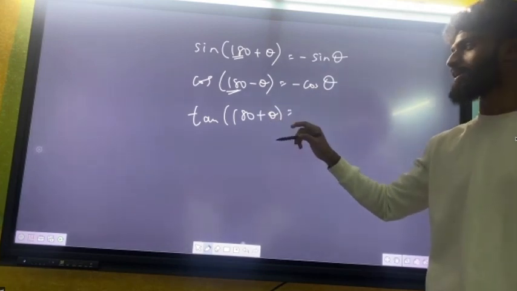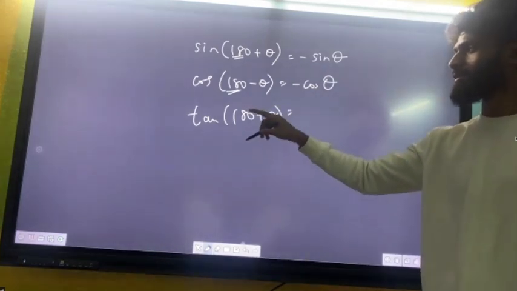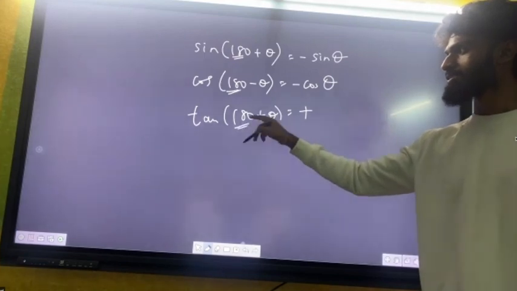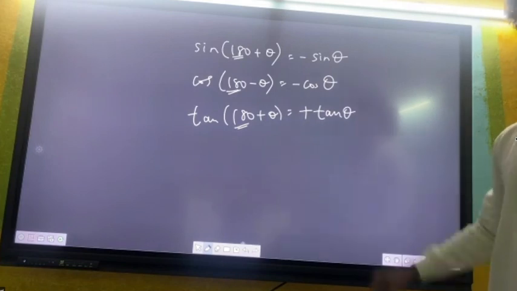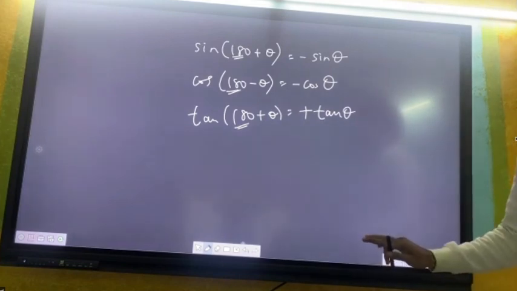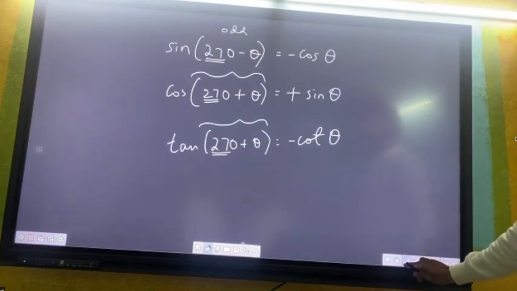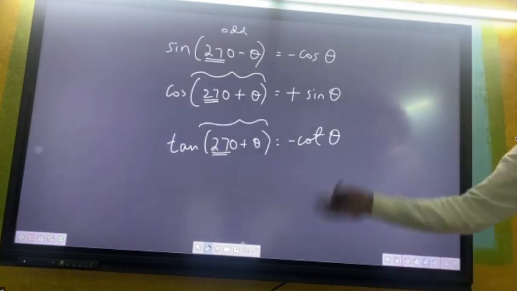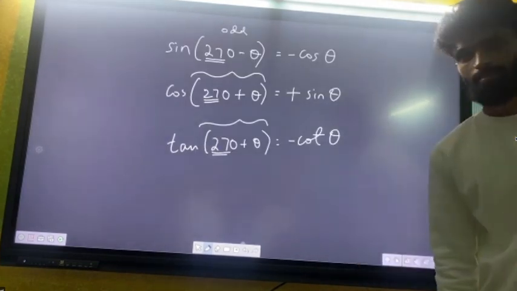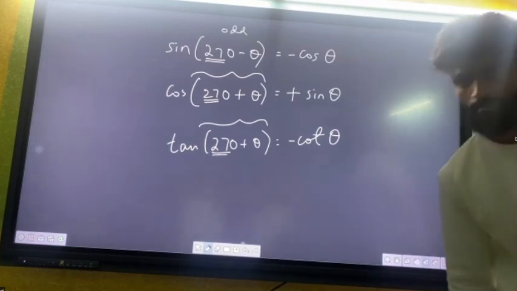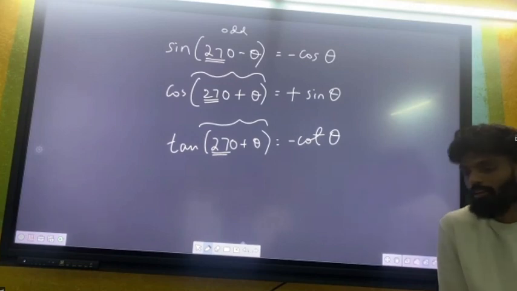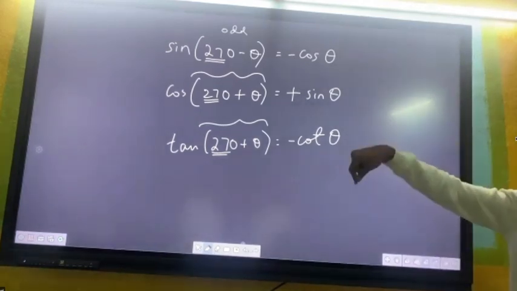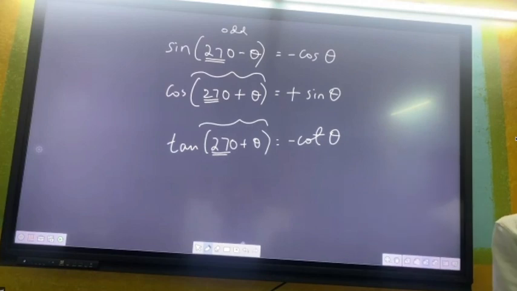180 plus theta, what quadrant? In third quadrant tan is positive. This is even number, so tan doesn't change. Got that? Any doubt till now? No? If you want to practice a little more, just copy the questions and fill out the answers. Don't copy the answers.